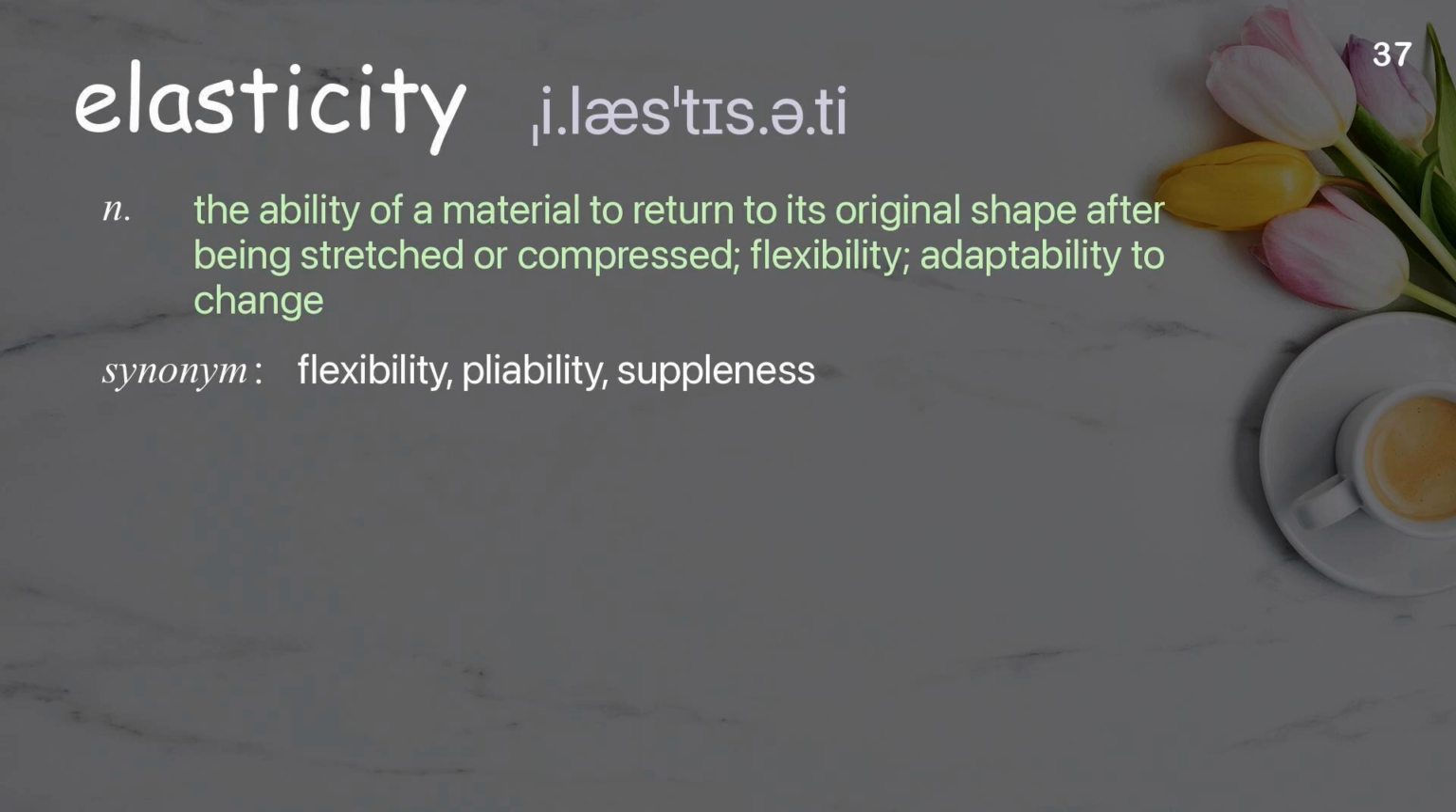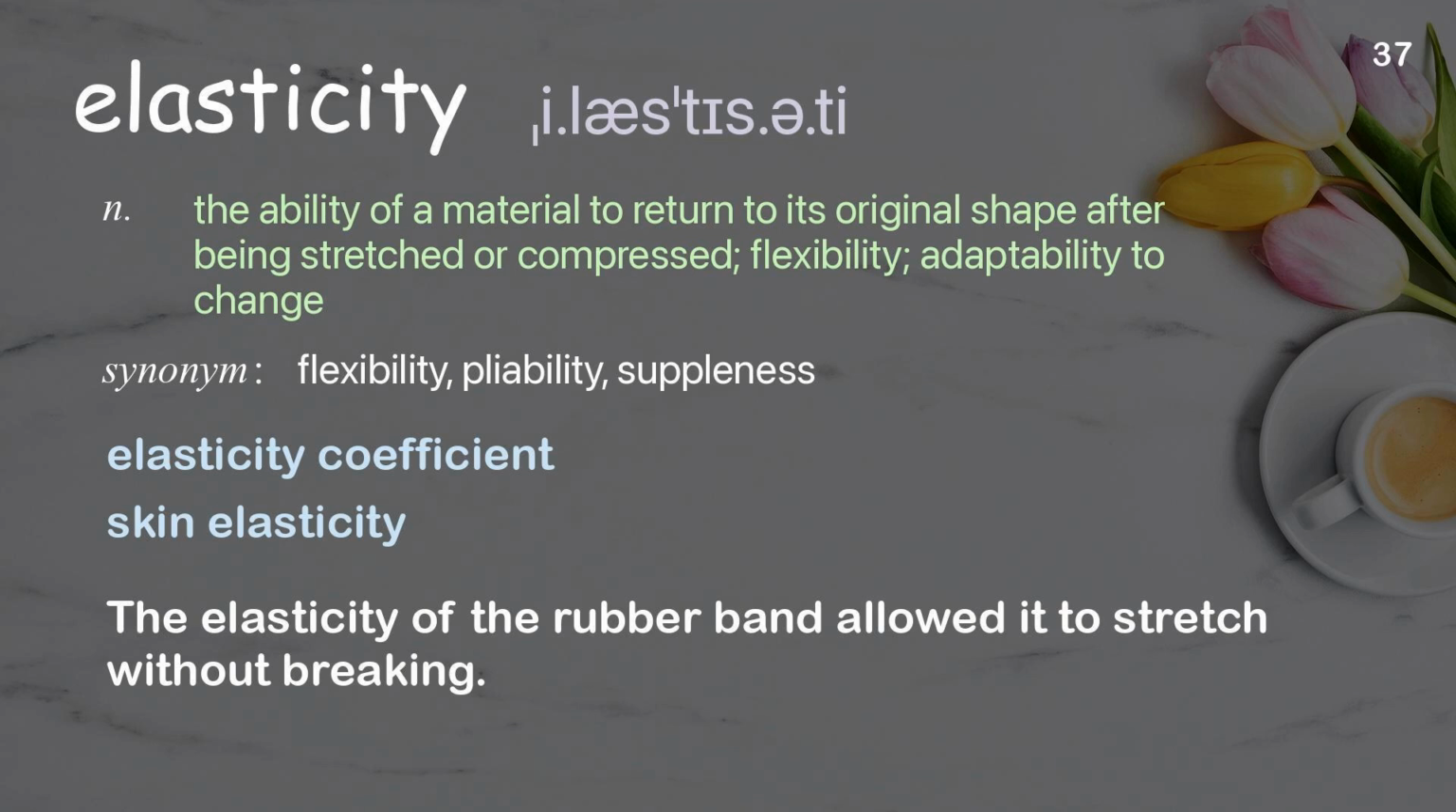Elasticity. The ability of a material to return to its original shape after being stretched or compressed. Flexibility, adaptability to change. Examples: Elasticity coefficient. Skin elasticity. The elasticity of the rubber band allowed it to stretch without breaking.